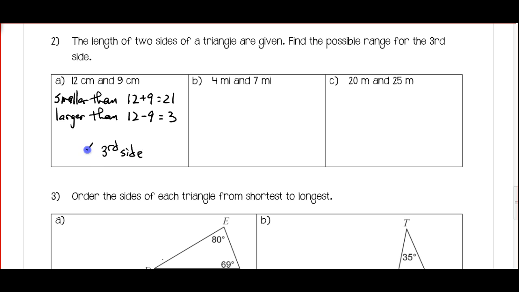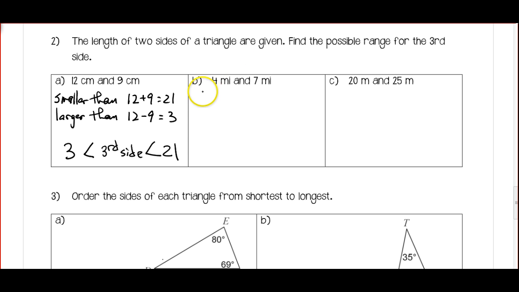So the third side has to be between 3 and 21. Okay, so the third side is greater than 3 but less than 21, and this is how I want you to write your answers as well. Okay, so if you want to go ahead and pause the video and try the next two examples, feel free. Otherwise, keep the video rolling, and I'm going to keep going as well.